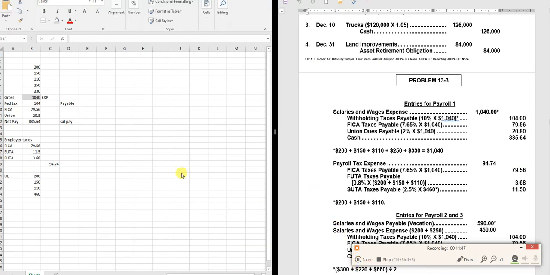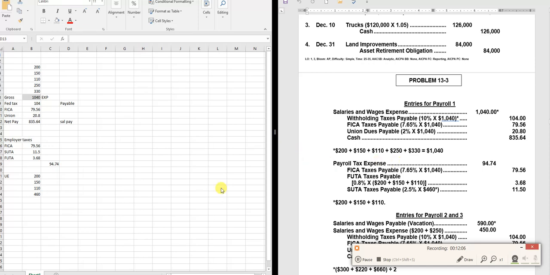Okay, so I put these side by side so we can see salaries and wages expense of $1,040, and I credit payables to where the money is going to. So it's going to Fed withholding payable, FICA taxes payable, union payable, and I usually say this is salaries payable. They did cash in this journal entry.